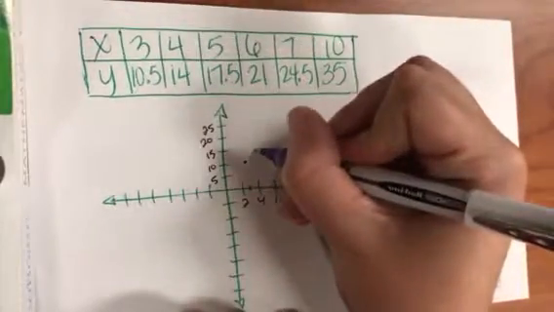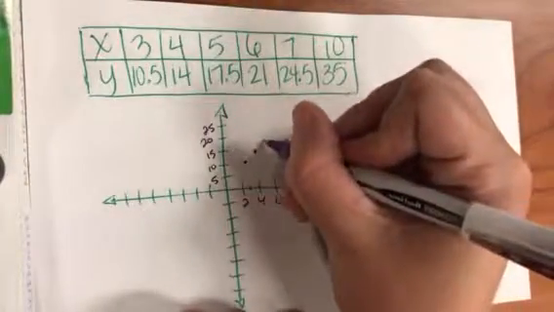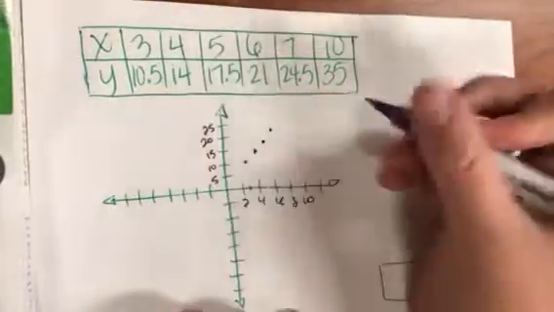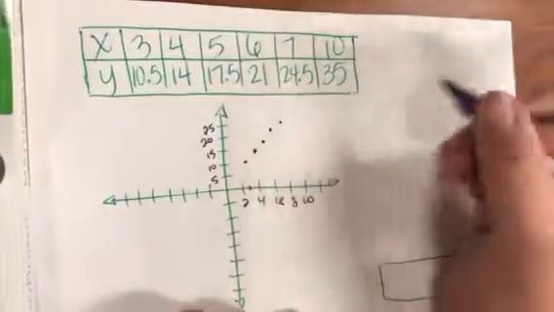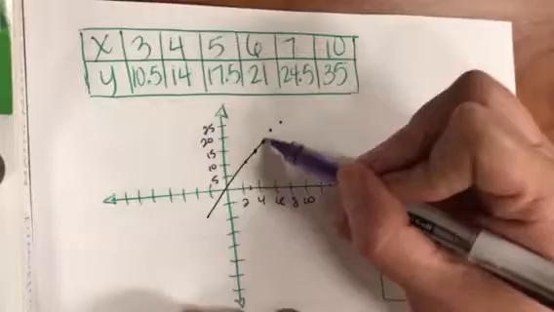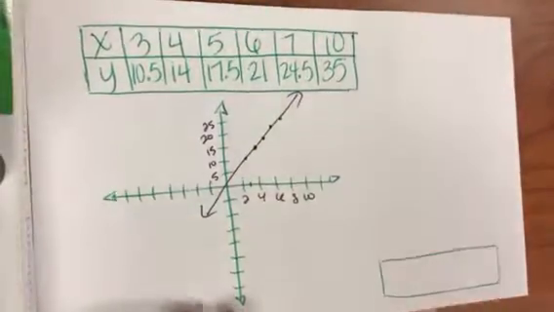4 is 14. 5, 17.5. 6, right above that 20. 7 is right below the 25, and 10 I can't put on there because it's not on my graph, but that's okay. Perfect. I'm gonna draw my line through. Hey, I hit all my dots. That's clean.